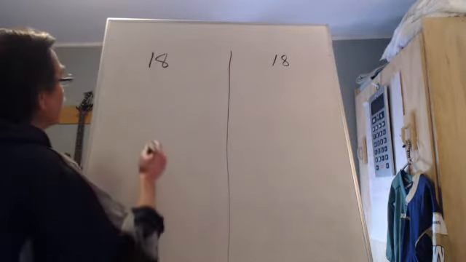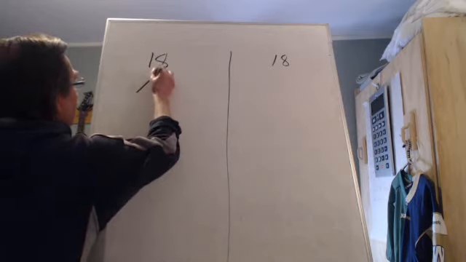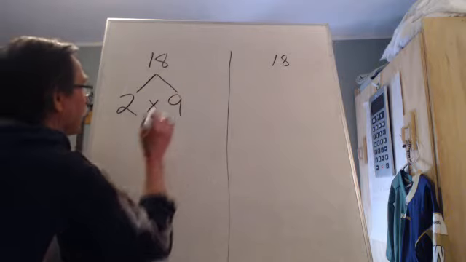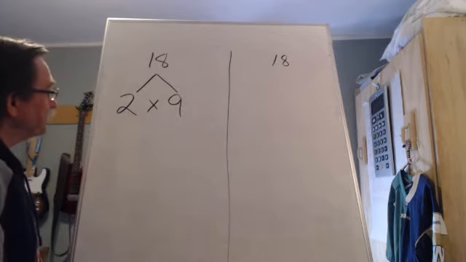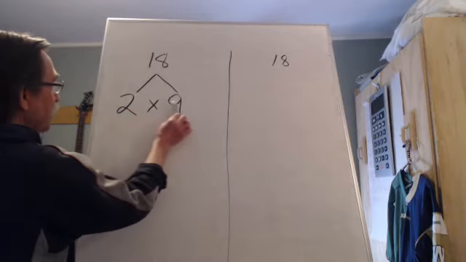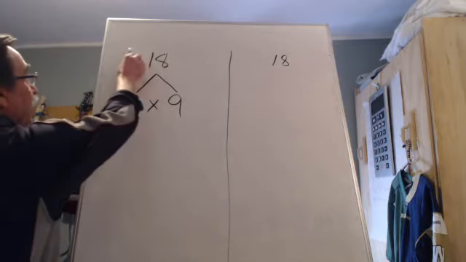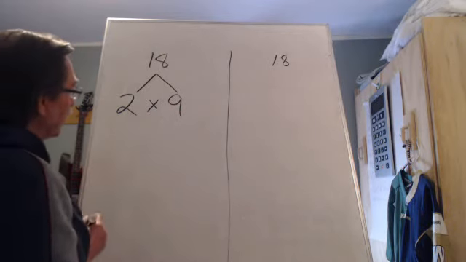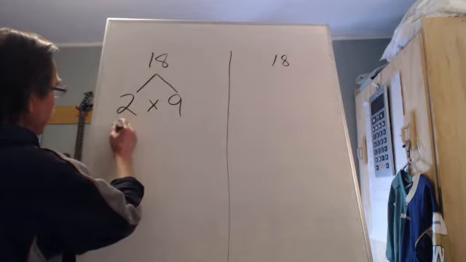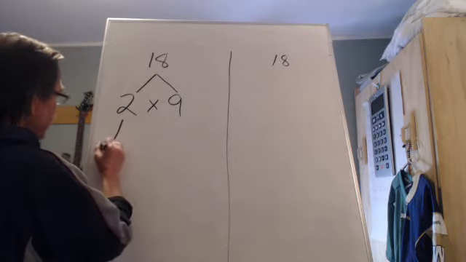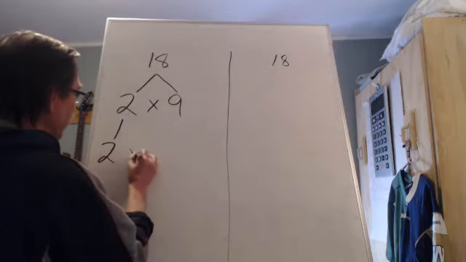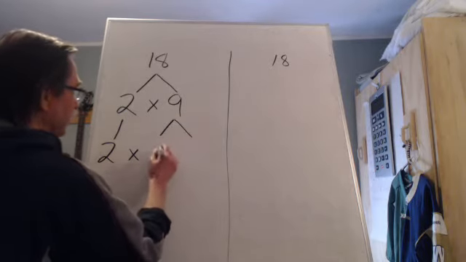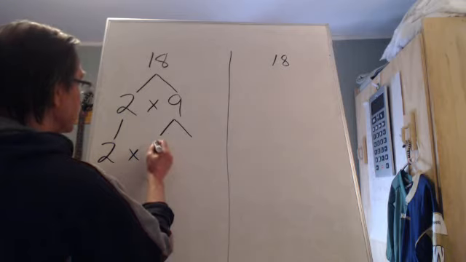Okay, so maybe you're thinking, I'm going to go 2 times 9. You know that 2 times 9 is equal to 18, and that's what we want. Every row must equal 18. All right, so 2 doesn't break down anymore, so we're just going to extend it to the next row. And let's see, is there anything we can do with 9? Oh, for sure. 9 is equal to 3 times 3.